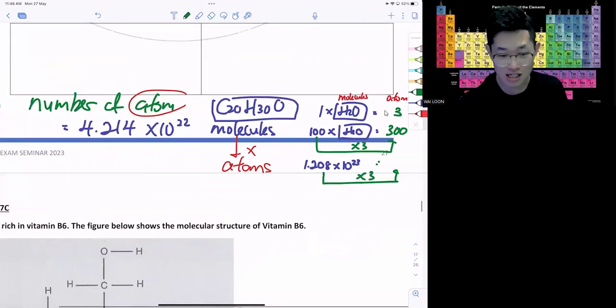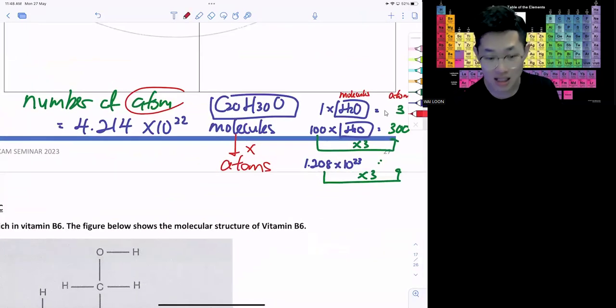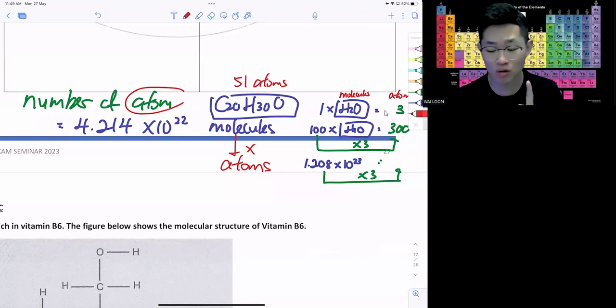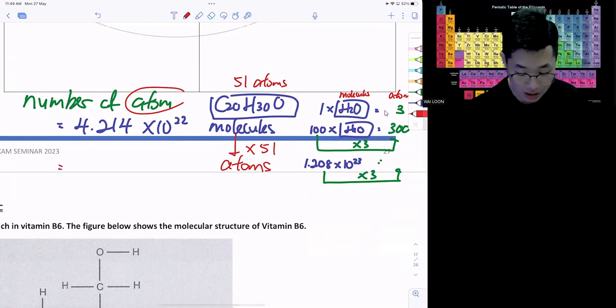So in this case, molecule to atom is times. Times how many? There are a total of 51 atoms here: 20C, 30H, and 1O. A total of 51 atoms. Then we times 51 to get 2.149 times 10 to the power of 24.